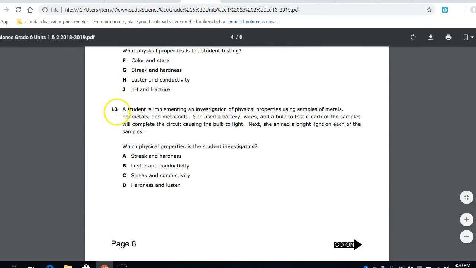Number 13. A student is implementing an investigation of physical properties using samples of metals, nonmetals, and metalloids. She used a battery, wires, and a bulb to test if each of the samples will complete the circuit, causing the bulb to light. Next, she shined a bright light on each of the samples. Which physical properties of minerals is the student investigating? A, streak and hardness, B, luster and conductivity, C, streak and conductivity, D, hardness and luster.